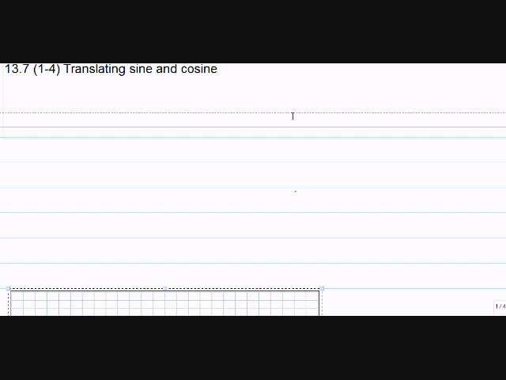It is a reflection across the x-axis. You did reflections back in geometry a long time ago. Cosine would be at its minimum on the y-axis.